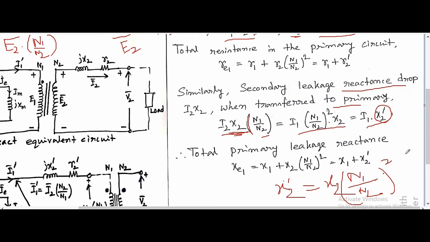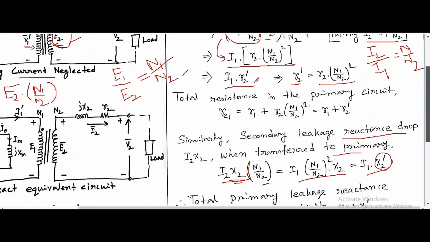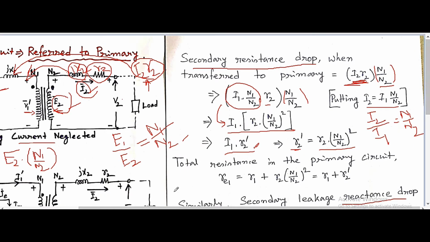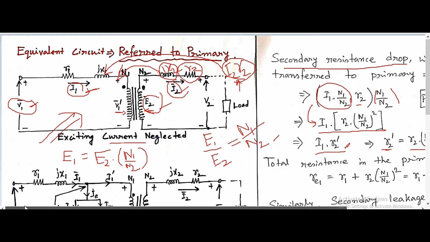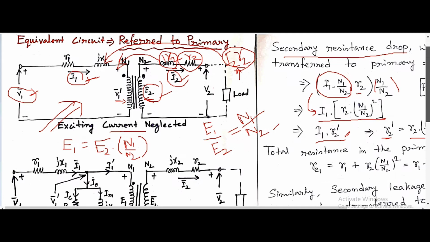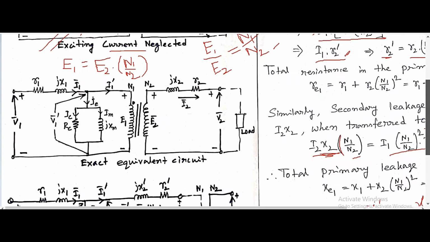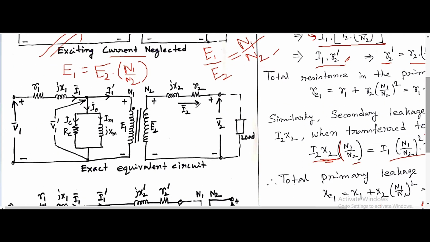This is the square. So this is the equivalent. So these are the methods by which we can transfer the value from one circuit to the other circuit. That is, a secondary quantity we can transfer to the primary, or a primary quantity we can transfer to the secondary. Now we know our equivalent circuit, this is the equivalent circuit, you already know.